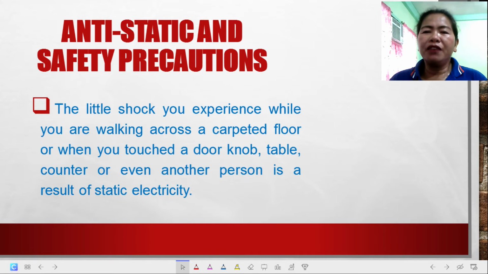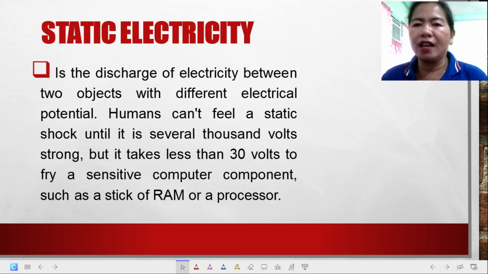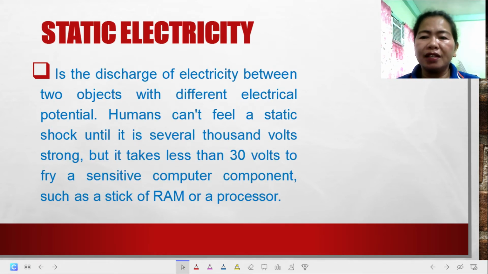By the way, the definition of static electricity is the discharge of electricity between two objects with different electrical potential. Humans can feel a static shock only when it is several thousand volts strong, but it takes less than 30 volts to fry sensitive computer components like the memory stick or RAM or the processor. So that is static electricity.